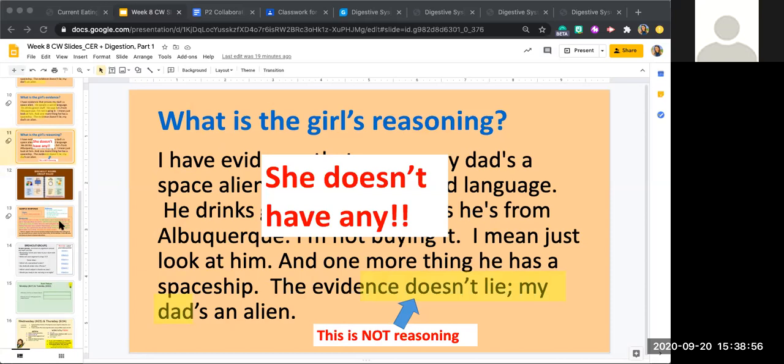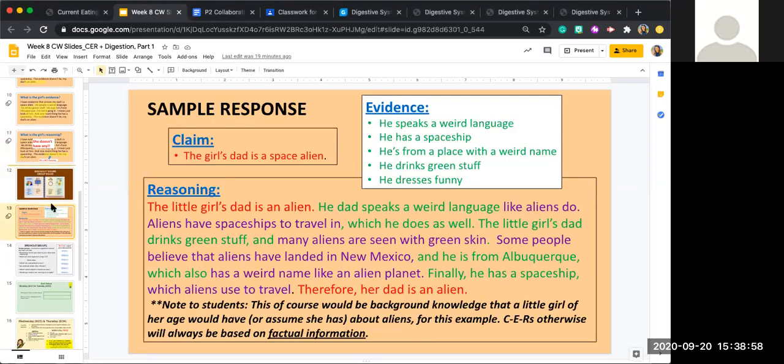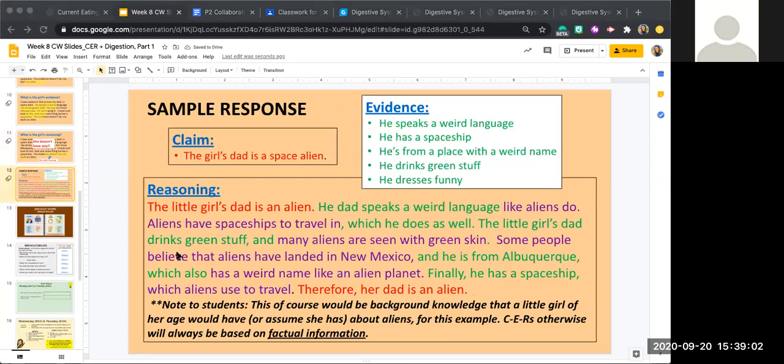Here's a sample response, if she were to tie things together really well. Notice her claim is in red, right? The girl's dad's an alien. Her evidence is in green. And if she had reasoning, she would add the words in purple. Well, she would tie her evidence to her claim.